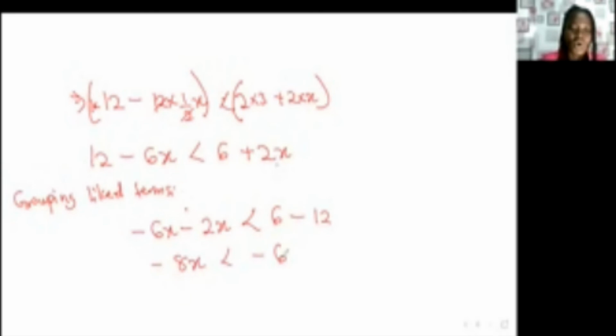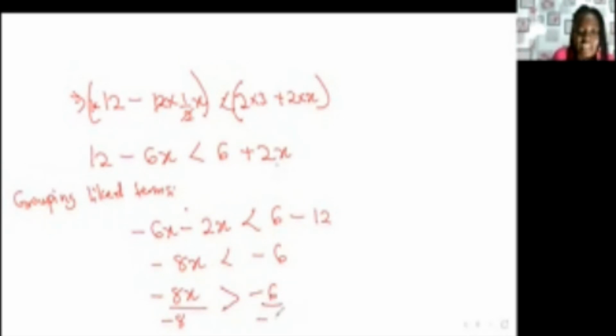We are looking for x and not negative 8x. So what do we do? We divide by a negative number. That is negative 8. What did I say about that? When you are dealing with inequality and you are dividing by a negative number, the sign changes. So at this point, you're going to have negative 8x over negative 8 greater than negative 6 over negative 8. So this will now give us x is greater than 3 over 4.